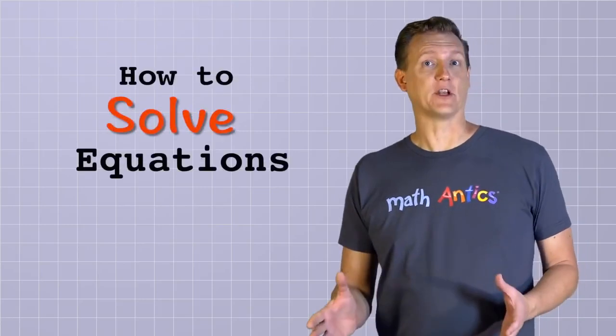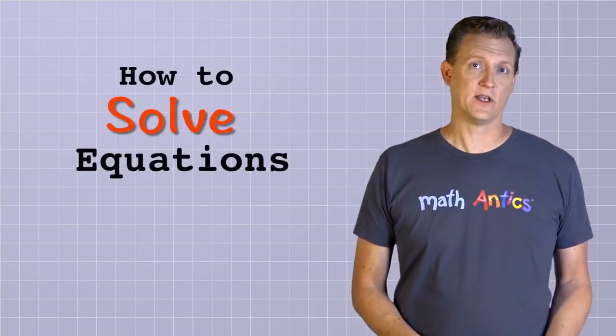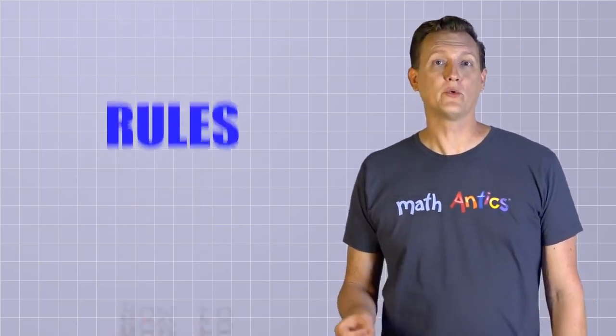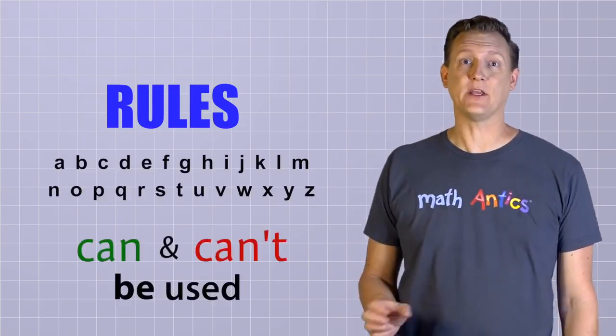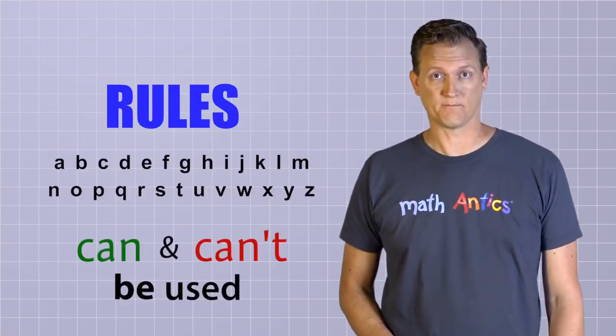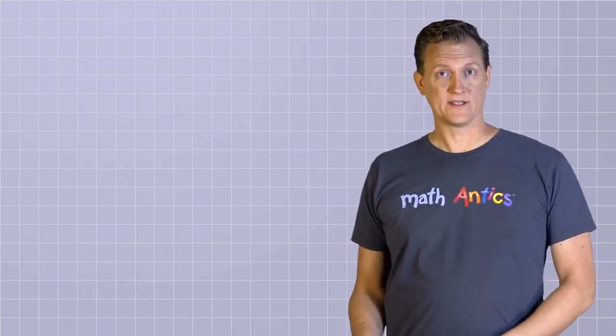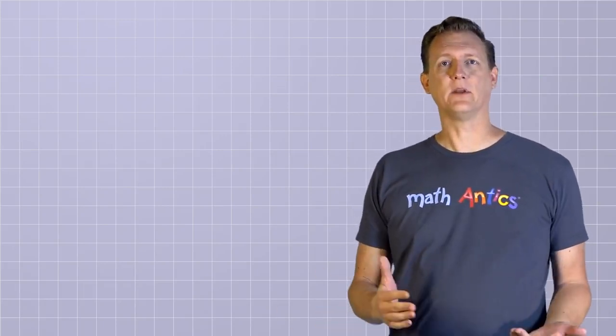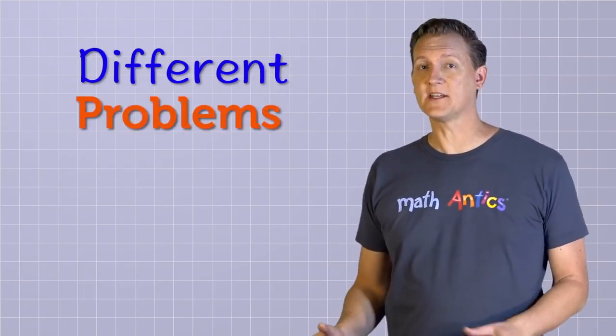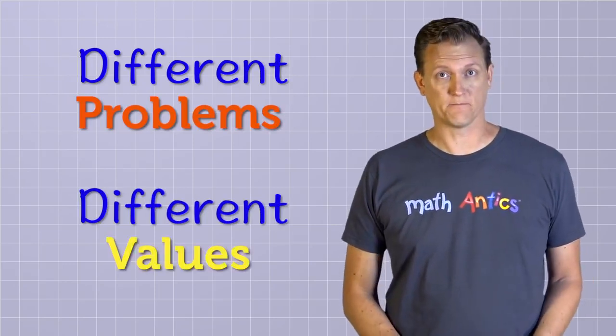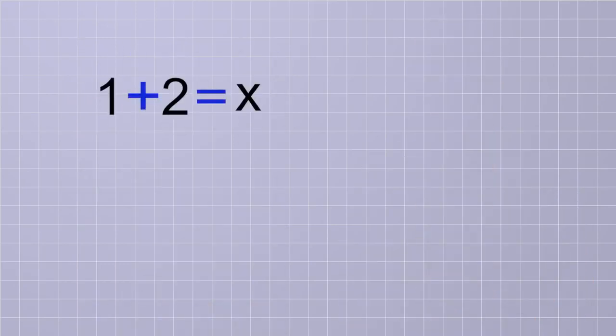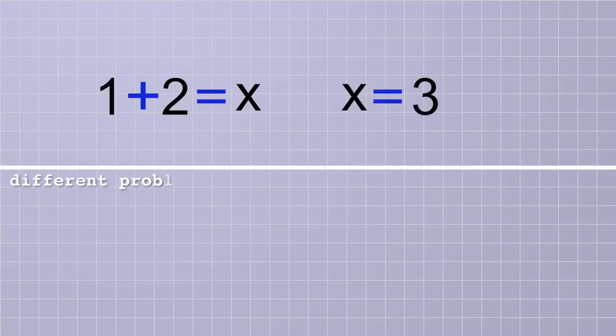We're going to learn a lot more about how to actually do that, how to solve equations, in the next several videos. But for now, let's learn some important rules about how symbols can and can't be used in algebraic equations. The first rule you need to know is that the same symbol or letter can be used in different algebra problems to stand for different unknown values. For example, in the problem we just solved, the letter x was used to stand for the number 3, right? But x could stand for a different number in a different problem.